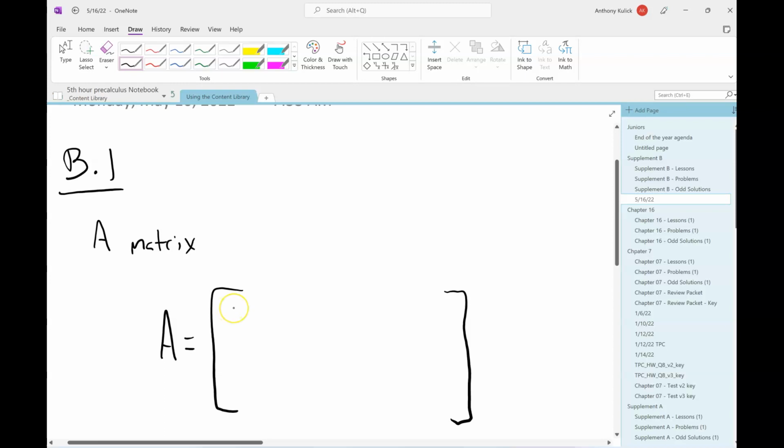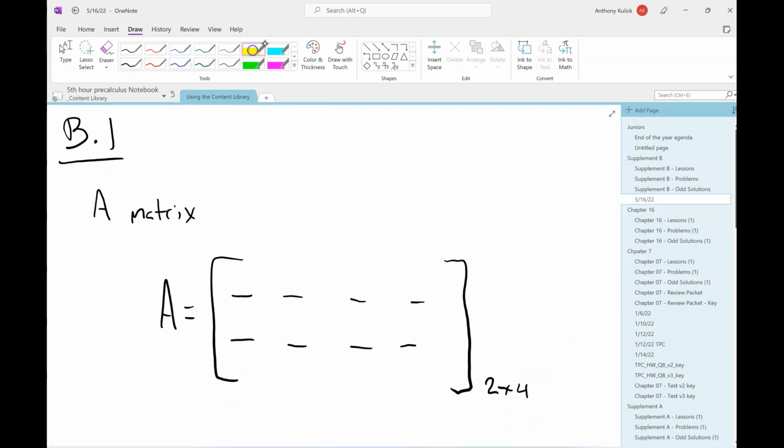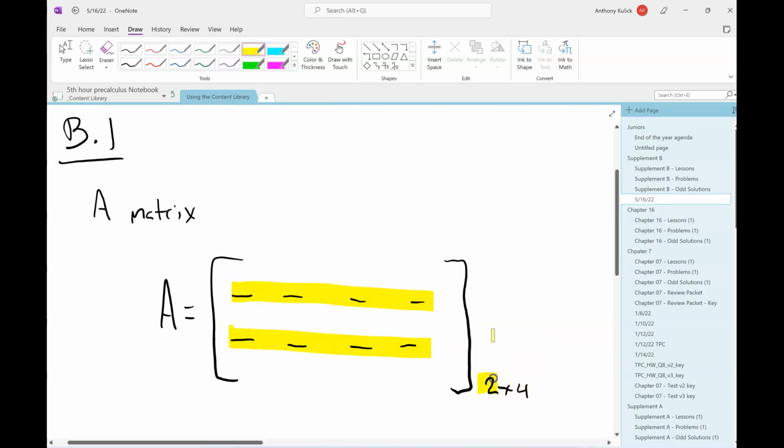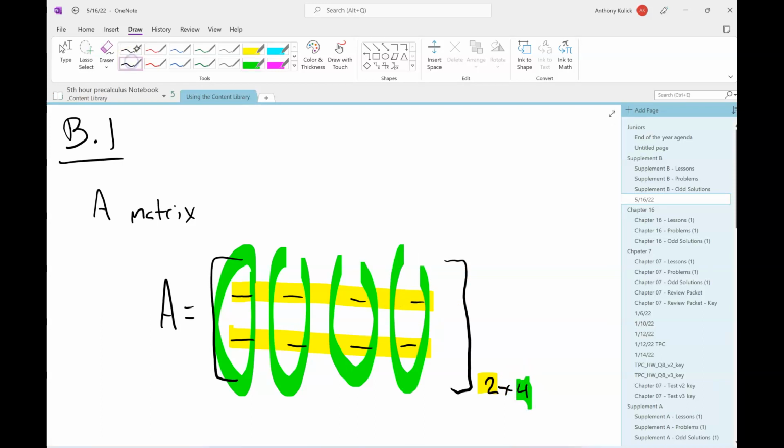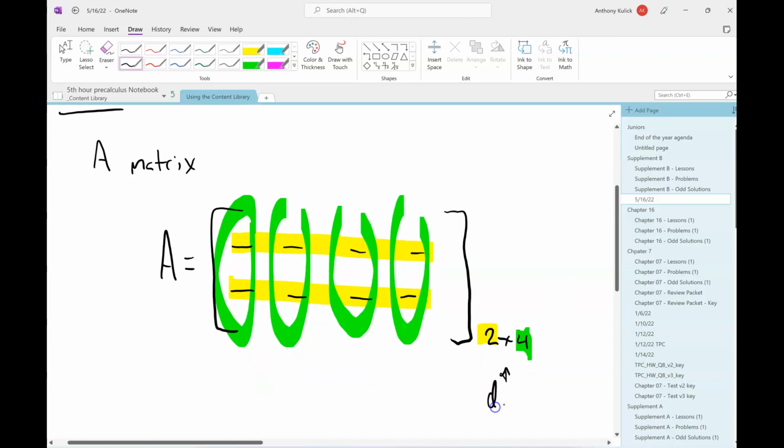And the things in the array, so let's say I have 2 rows of information and 4 columns of information. So we'd say that this is a 2 by 4 matrix, because we have 1, 2 rows, and then 1, 2, 3, 4 columns. We always write the rows first and the columns second. And that 2 by 4 we call the dimension of the matrix.